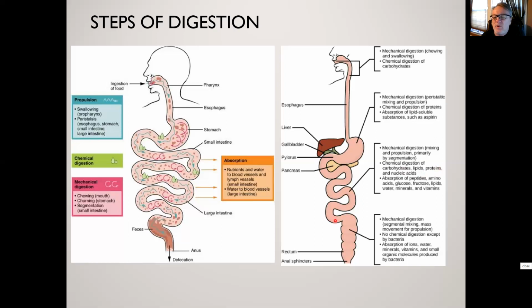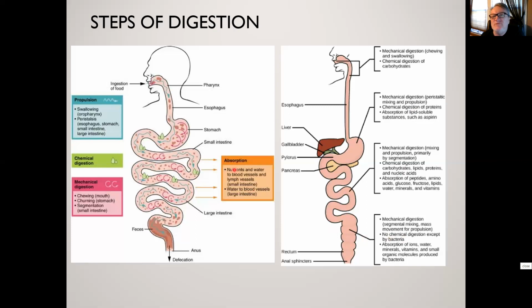As we go into the large intestine, however, there's really no chemical digestion, at least not by us. There is a form of digestion by the bacteria, but that's not to form particular nutrients for us, it's the nutrients for the bacteria, except they will process and produce certain vitamins, particularly vitamin K will be produced in the large intestine, but that's by bacteria.